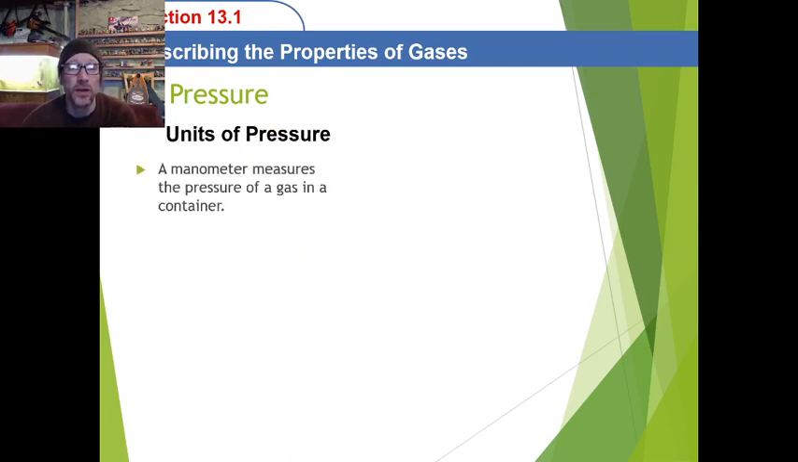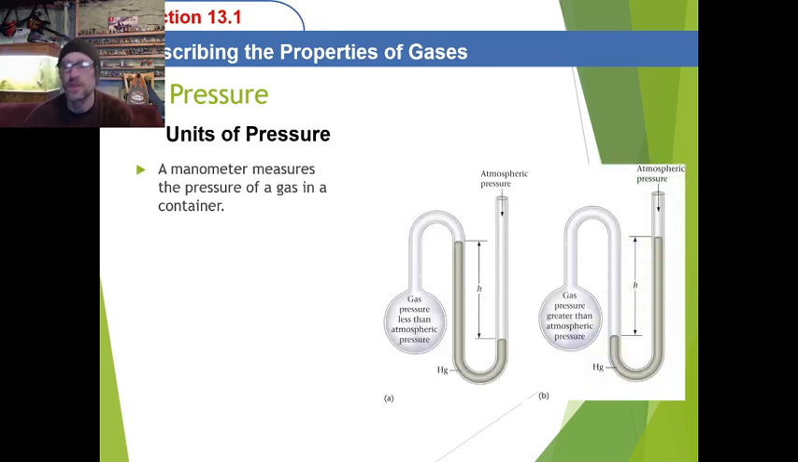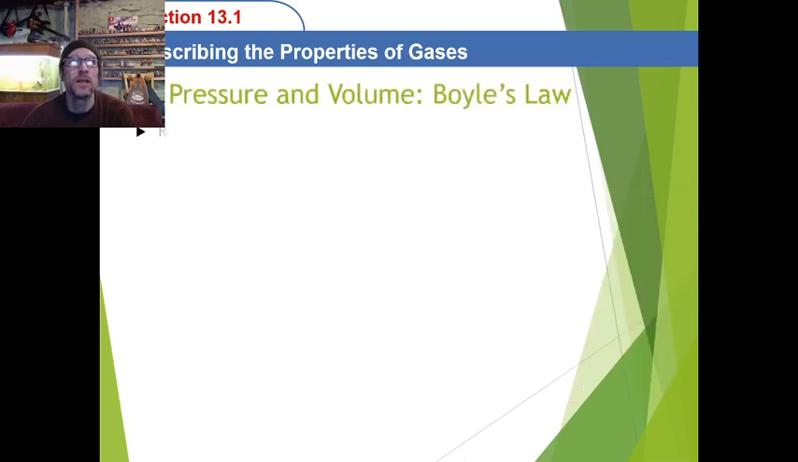A manometer is going to measure the pressure of a gas in a sealed container. And I did go over this in class. I'm going to try to be quick, not go over it here. But again, we know atmospheric pressure here is greater than the pressure in here by a value of H. So the pressure of the gas would be atmospheric pressure minus H. Here we see the atmospheric pressure is less than the pressure of the gas by a value of H, which means the pressure of the gas is going to be equal to atmospheric pressure plus H. We'll practice a lot in your homework.